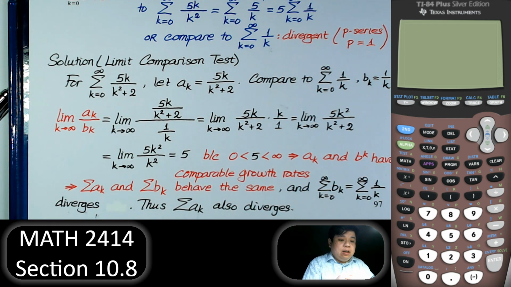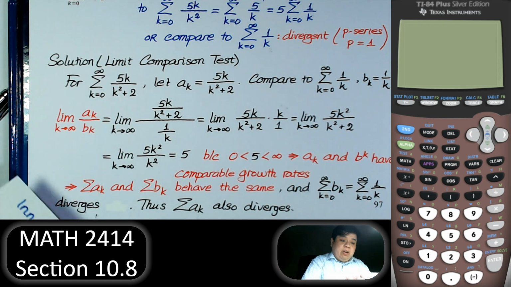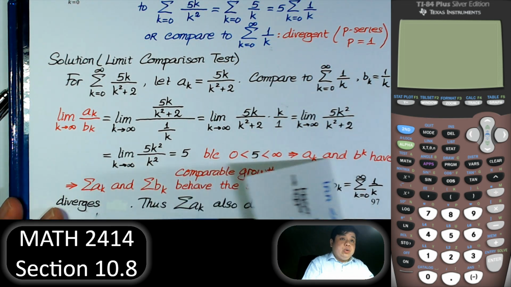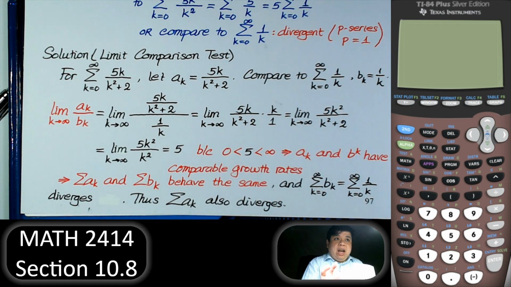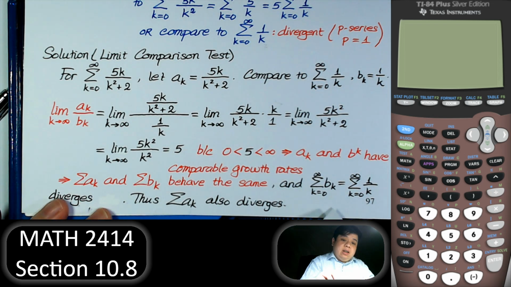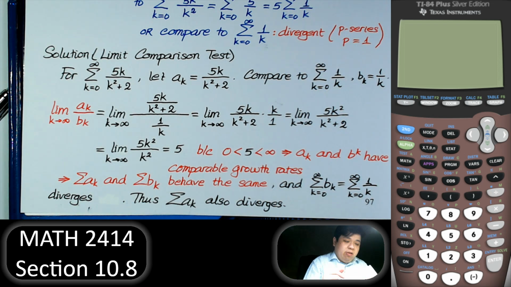Now, when we divide and we use the growth rate to determine, in this case they have comparable rate, the series will behave the same, and if one converges, the other one will converge. But since one of them diverges, the other one will be divergent.